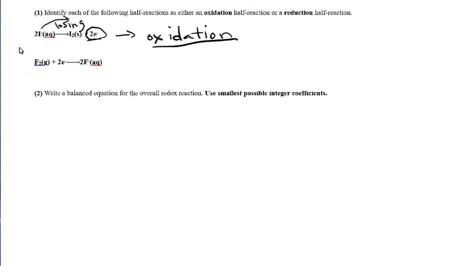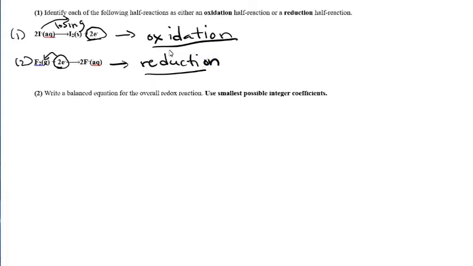If you look at the second reaction, you have fluorine gas and 2 electrons yielding 2 fluorides. Notice that the electrons are in the reactants. They're adding to the fluorine gas. So the fluorine is getting reduced. So this is a reduction half reaction. So this is undergoing reduction.